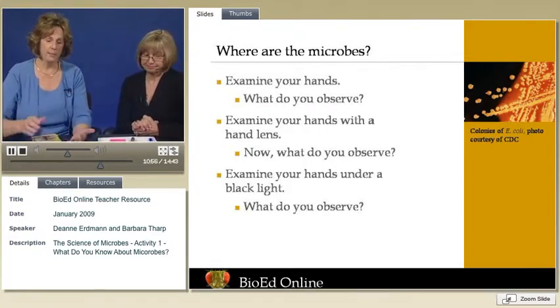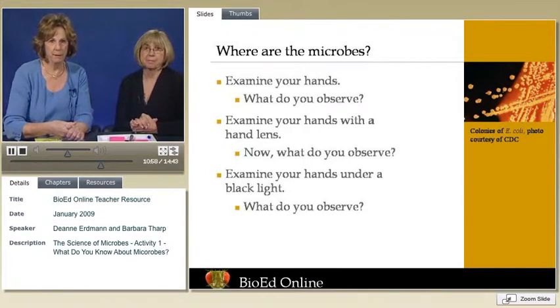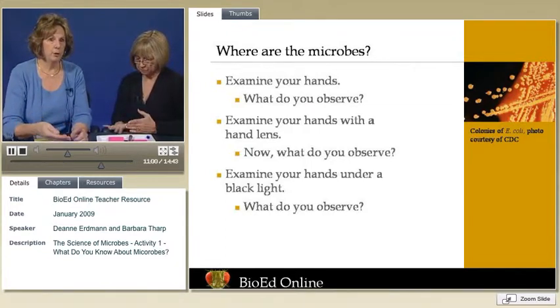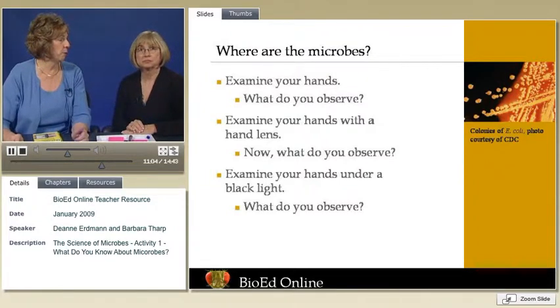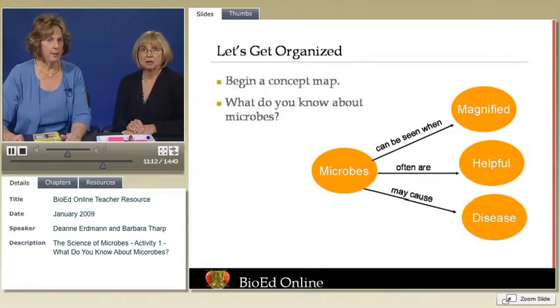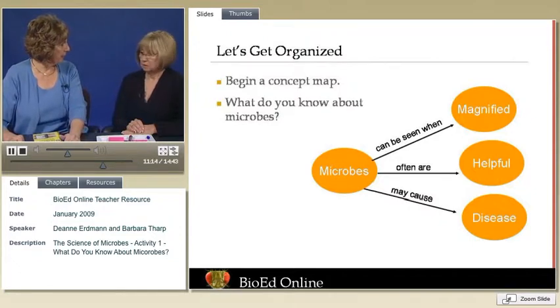Right. Okay, and one thing with the film, we kind of introduced you ahead of time to what the glow germ powder was, but of course that's a surprise for the students. But you would want to do this so that they kind of discovered it along the way. Exactly. All right, so now what we want to do is to start our concept map.